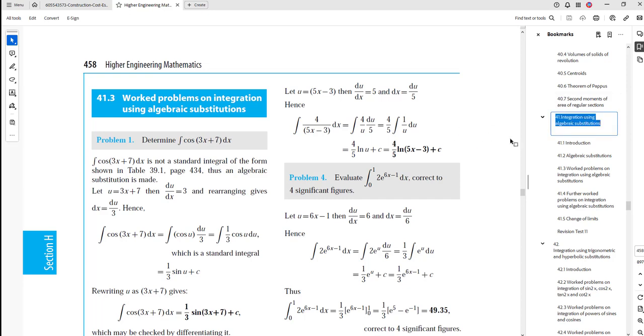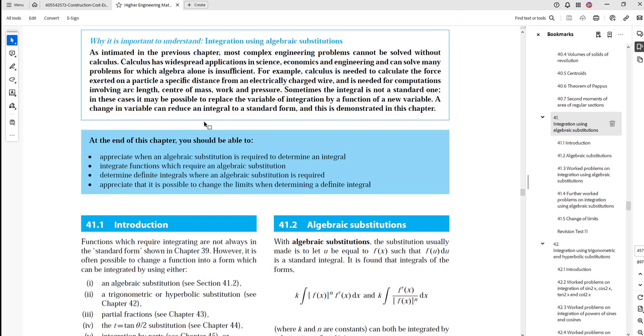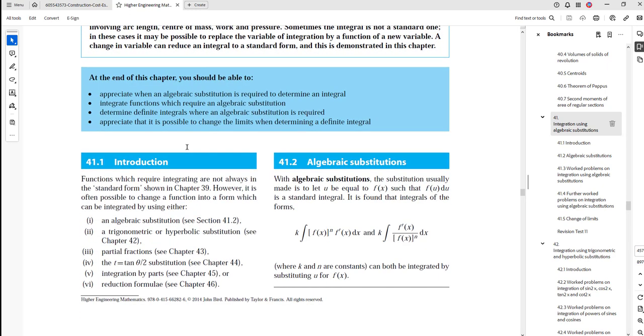Hey guys, so this is calculus for today. We're going to be working on some new stuff. Last week we worked on the textbook we've been following. It's chapter 41, integration using algebraic substitutions. I think a lot of students found this relatively simple.